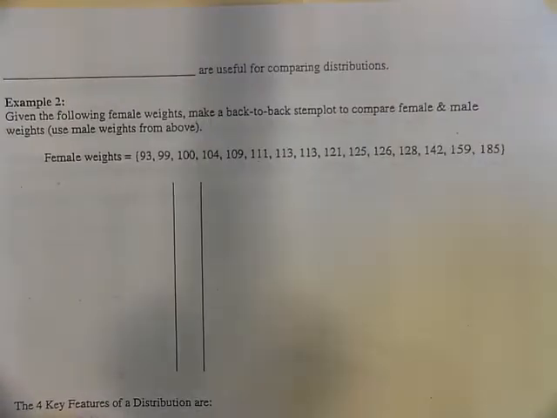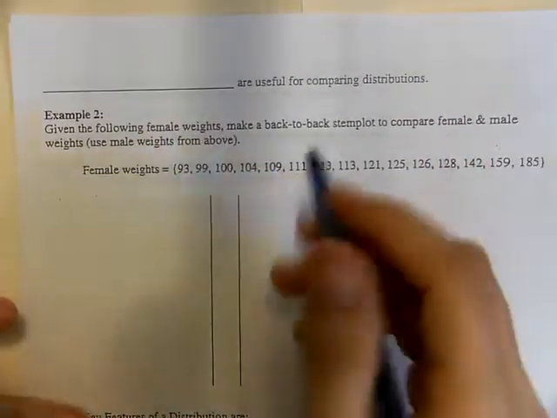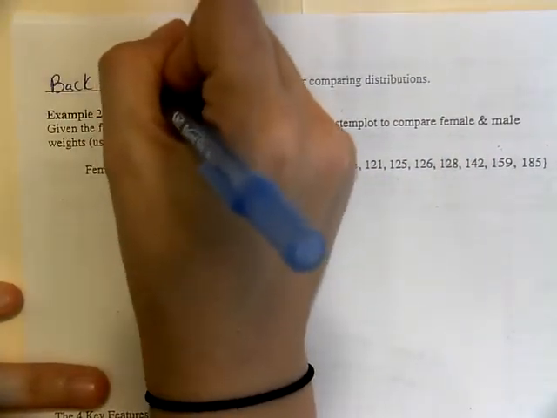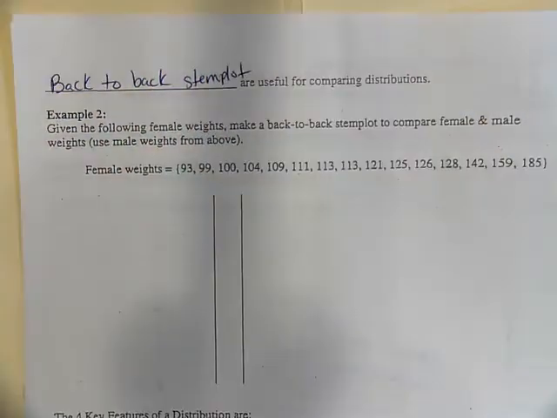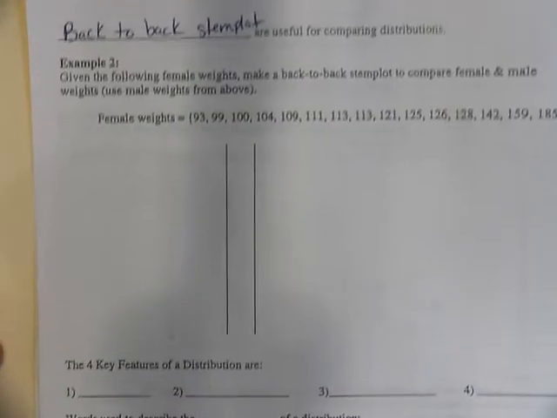Now, what you'll see more often, especially in this class, because we're usually not just looking at one thing, we're usually looking at a lot of things, is a back-to-back stem plot. They're useful because they're easy to compare distributions. So what we're going to do is make a back-to-back stem plot with the female and the male weights from the previous page.